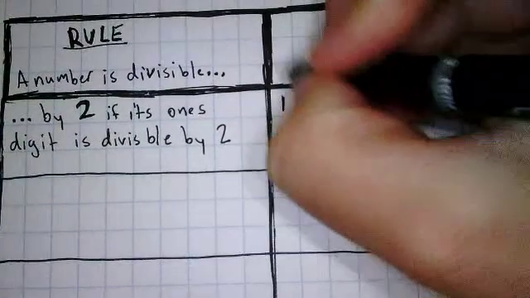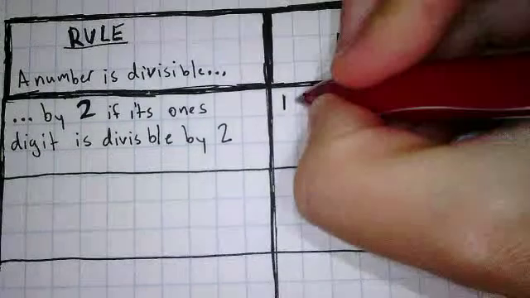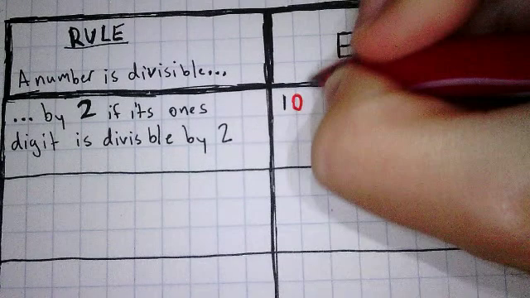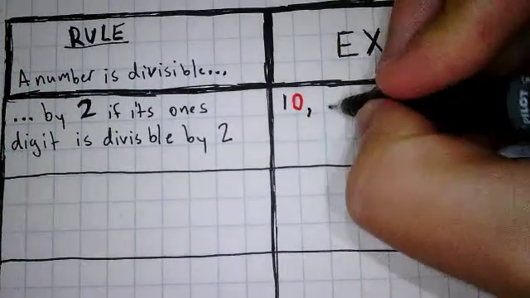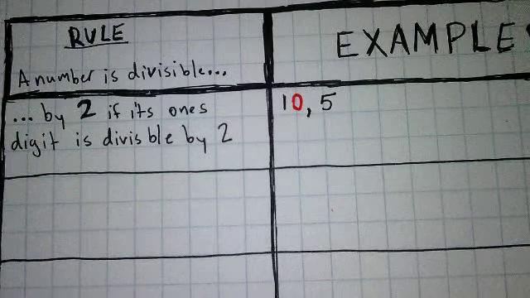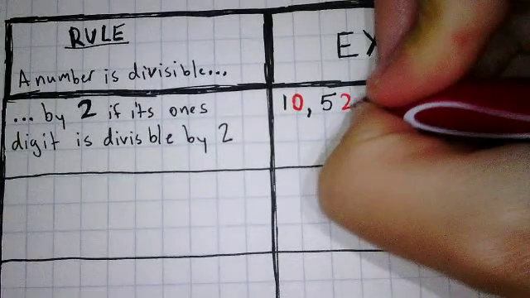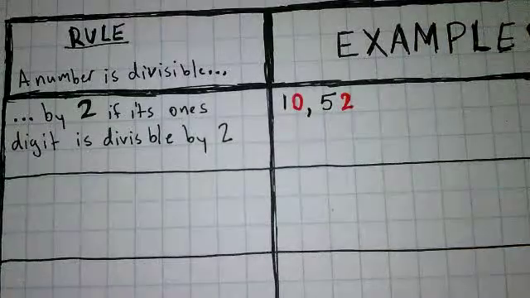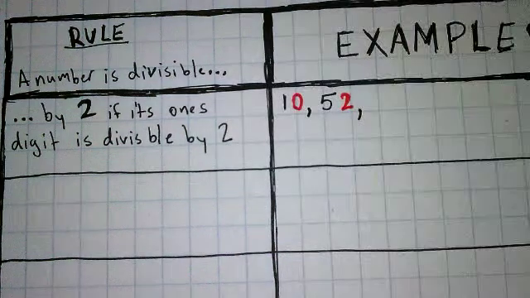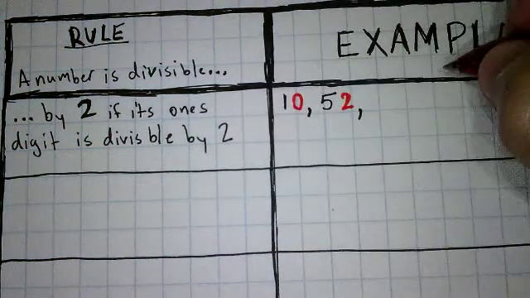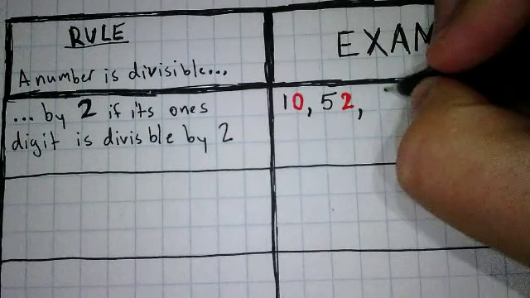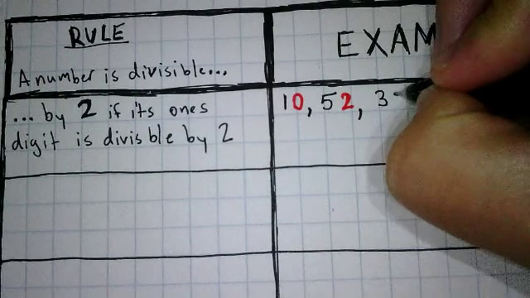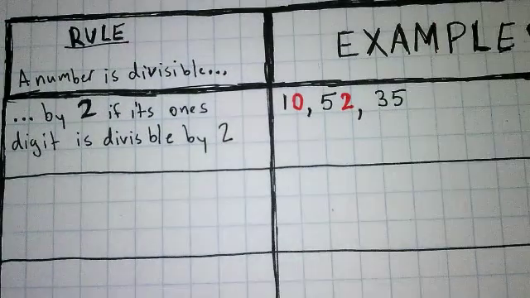Okay, now I am going to color code my examples a little bit, not a lot. I'm using only one color today, one extra color. But I'm going to color code the ones digit in every number that I write here. Okay, I'm going to color code the ones digit because our rule deals with the ones digit, right? It says a number is divisible by 2 if the ones digit is divisible by 2. So I'm going to write some numbers here, and we're going to focus on the ones digit.